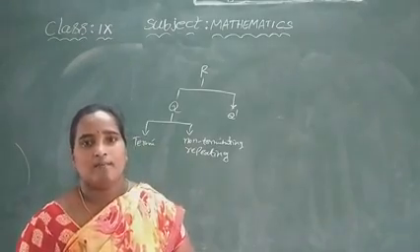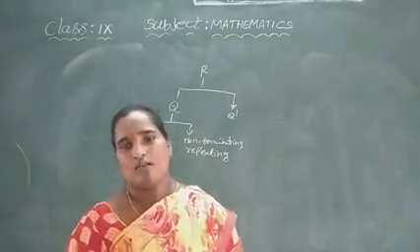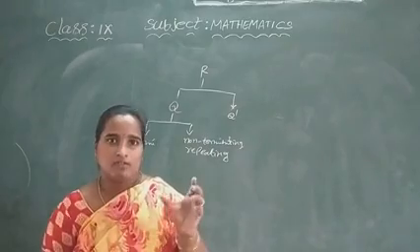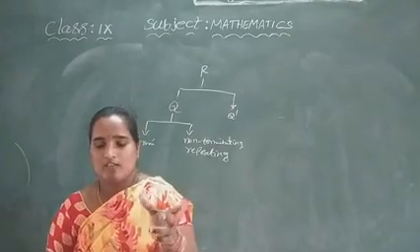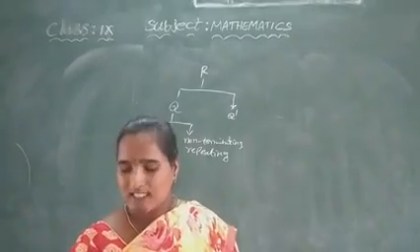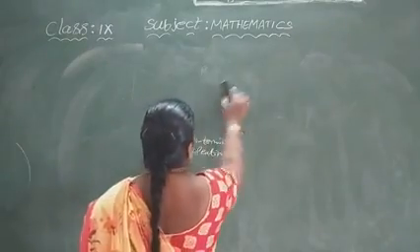Here we use a magnifying glass. That is, using the magnifying glass, each unit is divided into 10 equal parts. Representing real numbers on the number line through successive magnification. Okay, let us start that one.